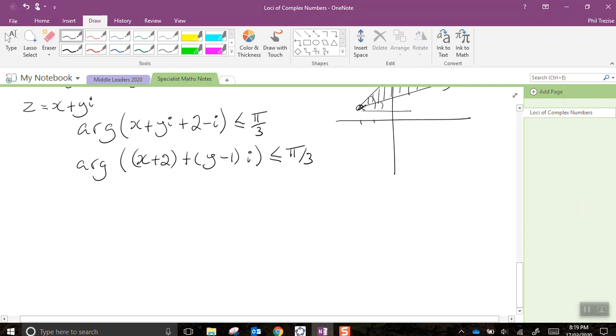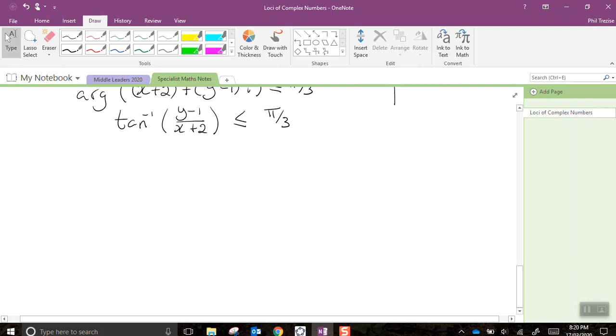So when we want the argument of a complex number, it's the inverse tan of the imaginary part over the real part. Now this looks a bit nasty. We have an inverse tan. Well, what's the opposite of inverse tan? It's to take the tan of both sides. So the tan of inverse tan leaves us with just this. And we have to take the tan of both sides, so we need the tan of pi over 3.